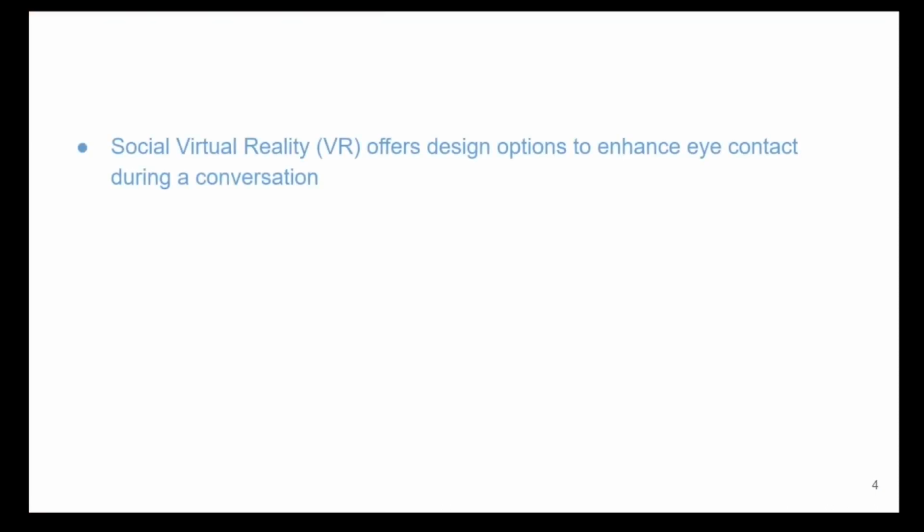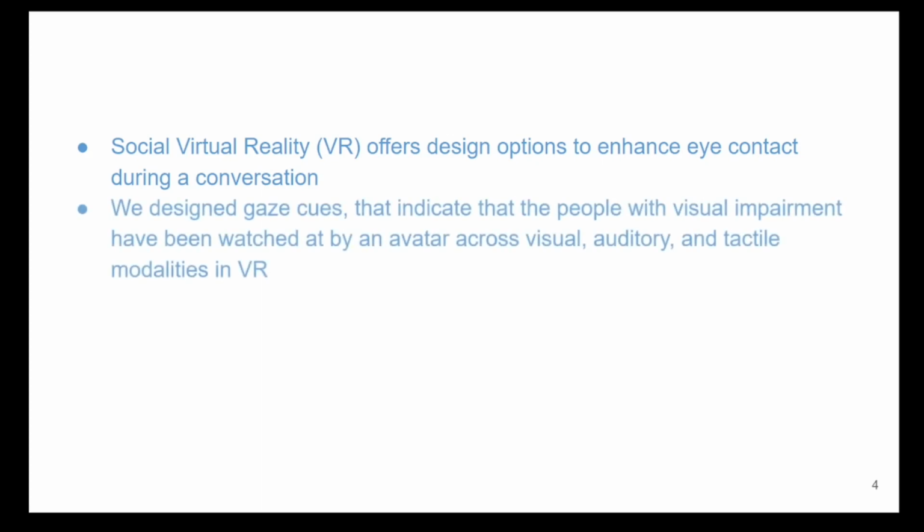Virtual reality offers in general design possibilities to enhance eye contact during a conversation in social virtual reality spaces, and therefore make the gaze perceivable for people with visual impairments. In order to make gaze perceivable, we designed 5 different gaze cues that indicate that the person with visual impairment has been watched by an avatar across visual, auditory and tactile modality in VR.